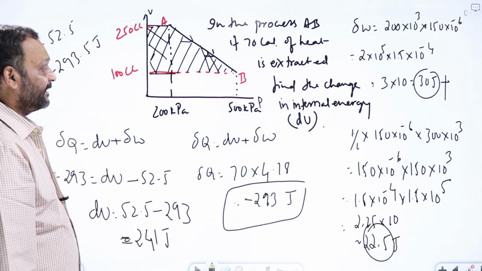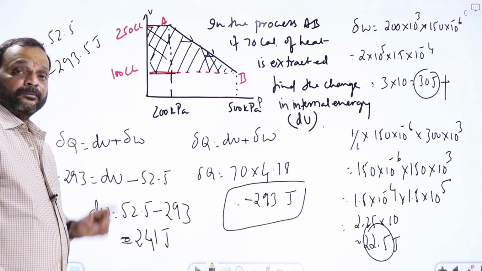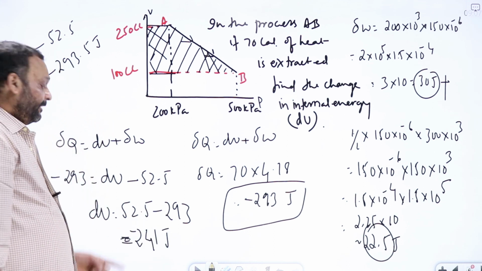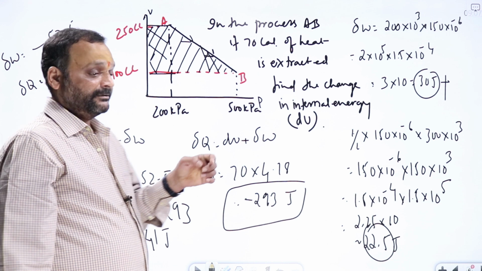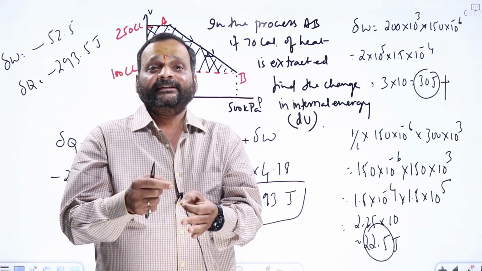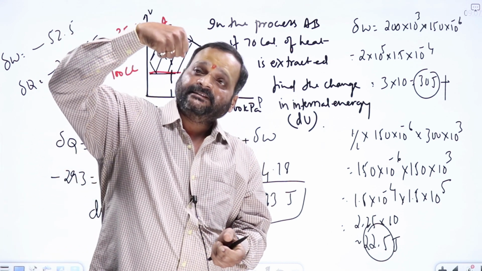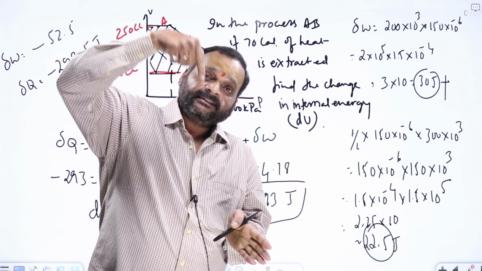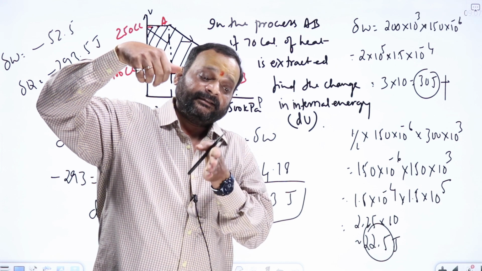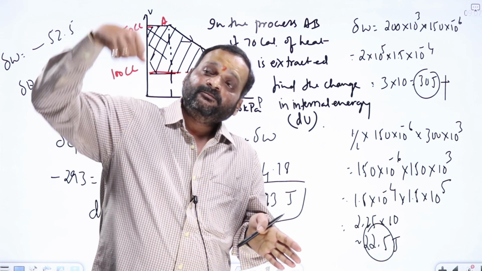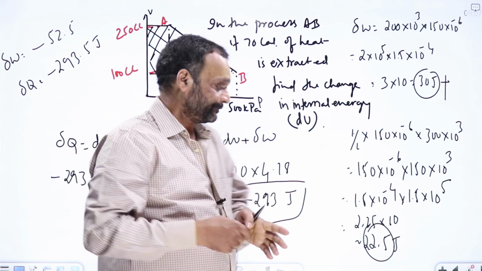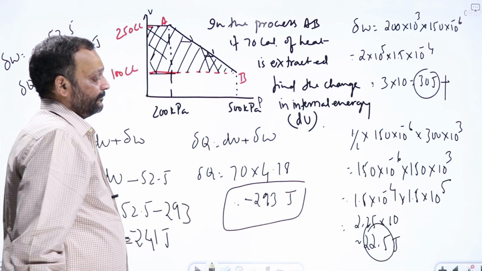This is the change in internal energy. Is it negative or positive? 52.5 minus 293, we are getting negative here. dU is negative means internal energy is decreasing. It means when you are doing work on the system, the system is losing some energy. Internal energy is also decreasing, which means the heat lost by the system is more than the work done on the system. That's why internal energy is decreasing. Okay, so this is one good problem.